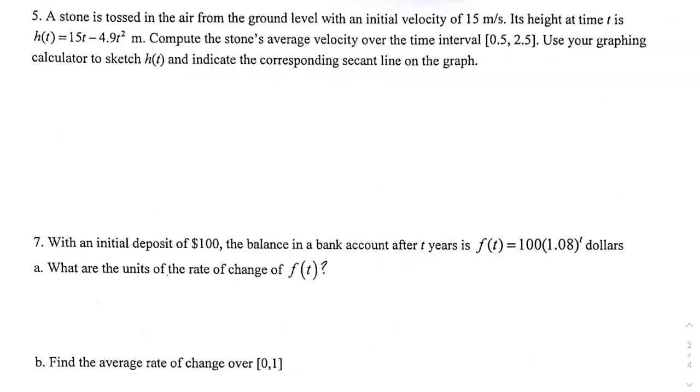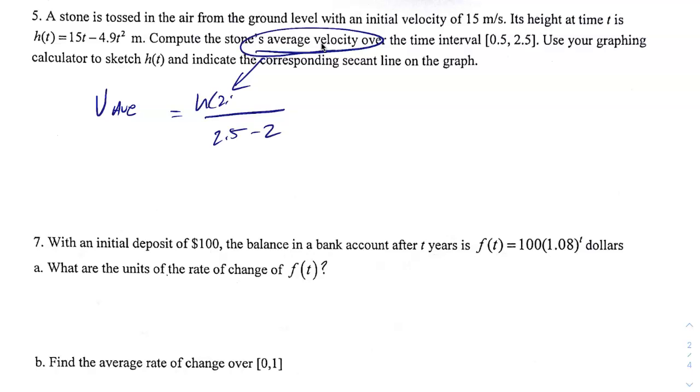Okay. So the first part just wants us to find the average velocity. And again, we did that before. It's just slope. So average rate of change, average velocity, it's just the slope. So we're going to do 2.5 minus 2, and then h of 2.5 minus h of 2.